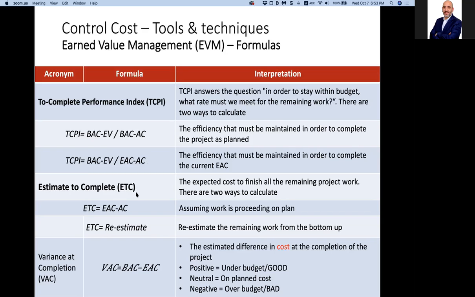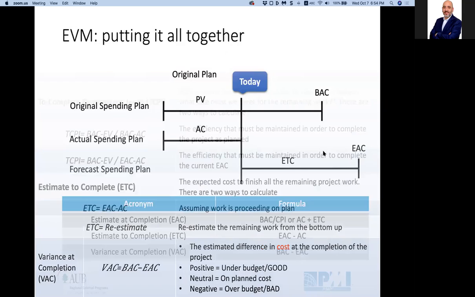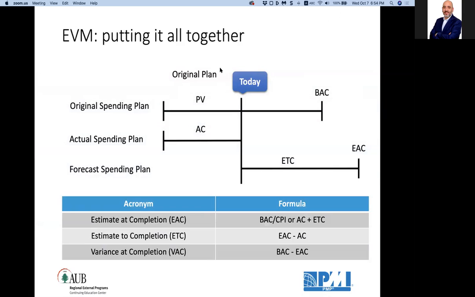The estimate to complete is segment BC. It's the expected cost to finish all the remaining work in the pipeline, in the schedule. And there are two ways to calculate it. Assuming the work is progressing on plan, the estimate to complete is the estimate at completion minus the actual cost. That is, segment AC equals segment BC minus segment AB. Did I lose you? How do I get the estimate to completion? How can I get it?